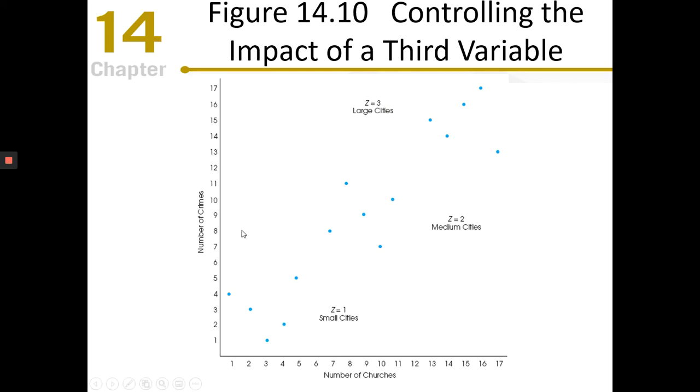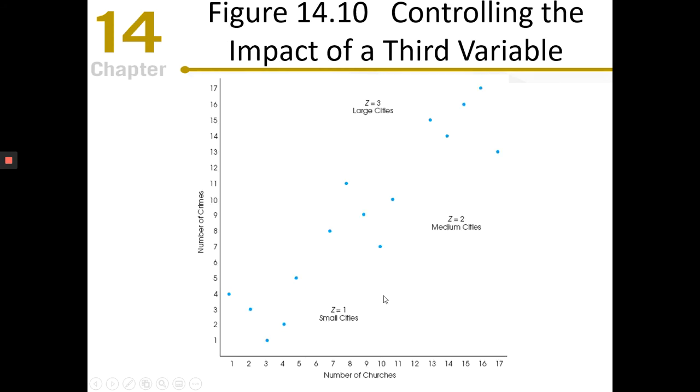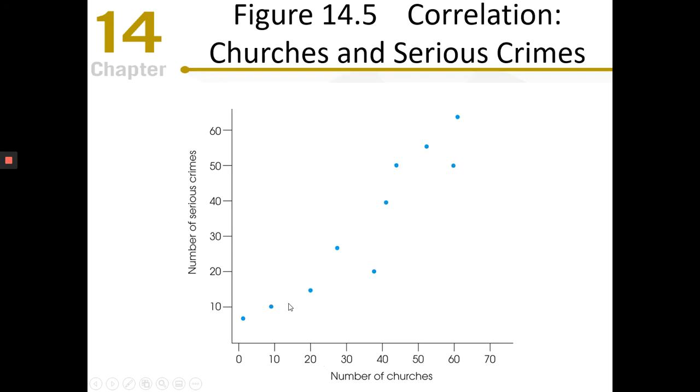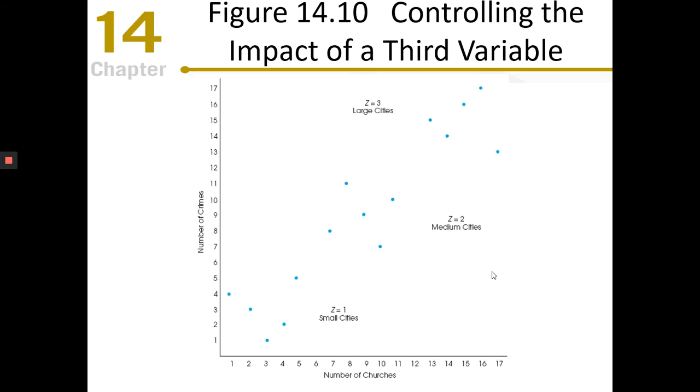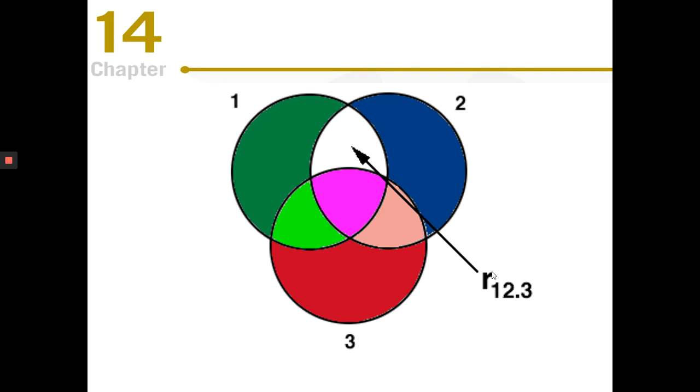So that's kind of what a partial correlation does. It says, let's look at two variables together, let's put a third variable in there and see if that relationship between these two variables still holds. In this case, it doesn't hold. The relationship looks different according to the size of the city, that third variable. So partial correlation is this very same thing, conceptually.